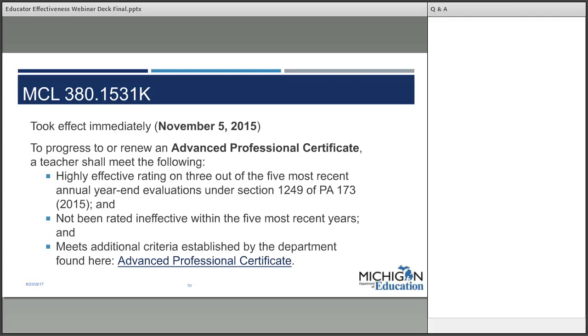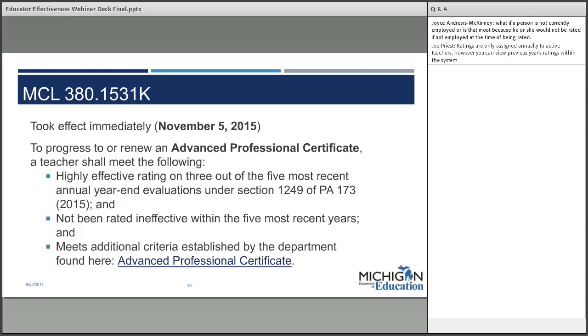380.1531K took effect immediately, November 5th of 2015. This laid out what you needed for the Advanced Professional Certificate. The Advanced Professional Certificate is actually a new certificate that was just introduced in January of this year. In order to progress or to renew, so in this case, renewal is part of this legislation, you would need a highly effective rating on 3 out of the 5 most recent annual year-end evaluations under Section 1249, and not been rated ineffective within the 5 most recent years. So you cannot have had an ineffective rating in the 5 most recent years. And then also meeting that additional criteria that's established by the department that can also be found at this link.